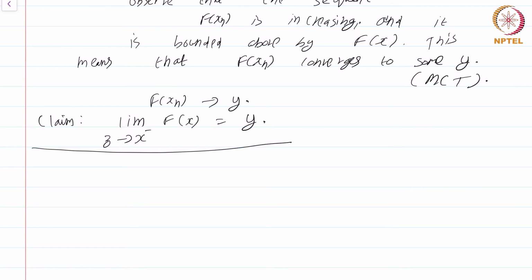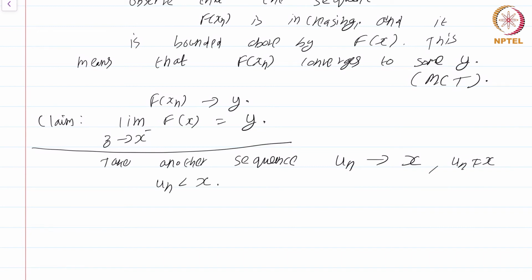So what we do is the following. Take another sequence u_n converging to x, u_n not equal to x, u_n less than x. Actually u_n less than x will cover the case u_n not equal to x. I'm just emphasizing u_n's are never equal to x. So I'm just going to take any sequence u_n converging to x from the left. If I can show that f of u_n converges to just y, then we are done.